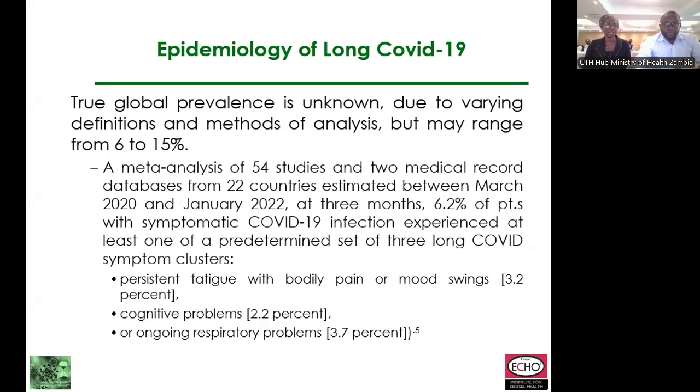Now the next thing is to talk about how we came to this percentage. A study was done which included a lot of studies, 54, and 2 medical record databases, and included information which came from 22 different countries, checking at 3 months after the initial acute COVID, and they found that 6.2% of patients still had symptoms or had developed symptoms. So from here, the thinking started focusing on what symptoms they were seeing, which were either not finishing or were still present.